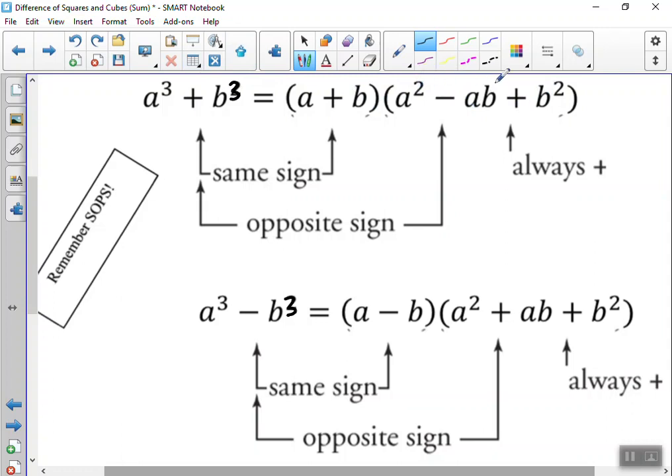You stick with the same sign, then you change the sign, and this one always stays as positive. And then make sure to square it. And then same thing here, you have the minus, take the opposite sign, so this is a plus, and it's always plus, okay?